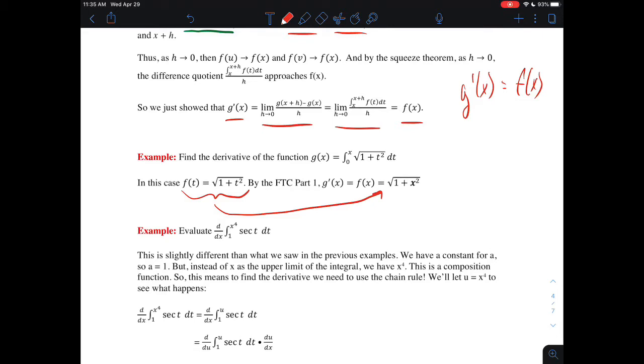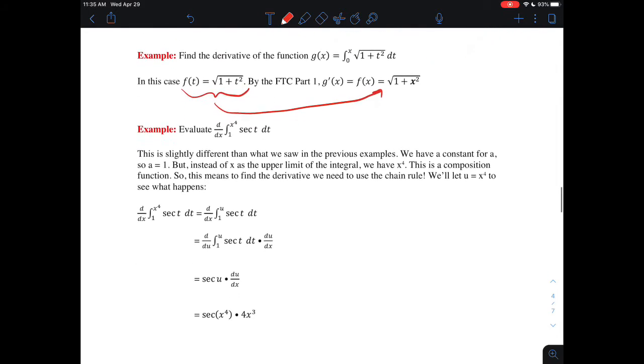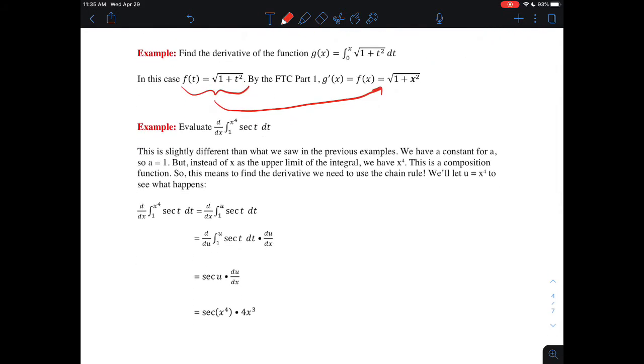To see a little bit more of an advanced example, let's look at this next one. Here, evaluate the derivative with respect to x of the integral from 1 to x to the fourth of secant t dt. This is slightly different than what we just saw in the previous examples. We have a constant for a, and again, a equals 1. It doesn't matter what that constant is. But what is important, instead of x as the upper limit of the integral, we have x to the fourth.